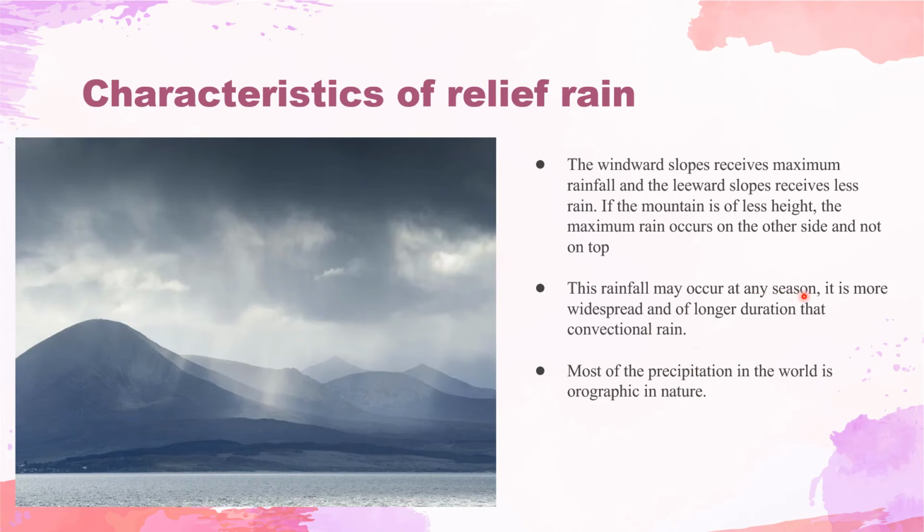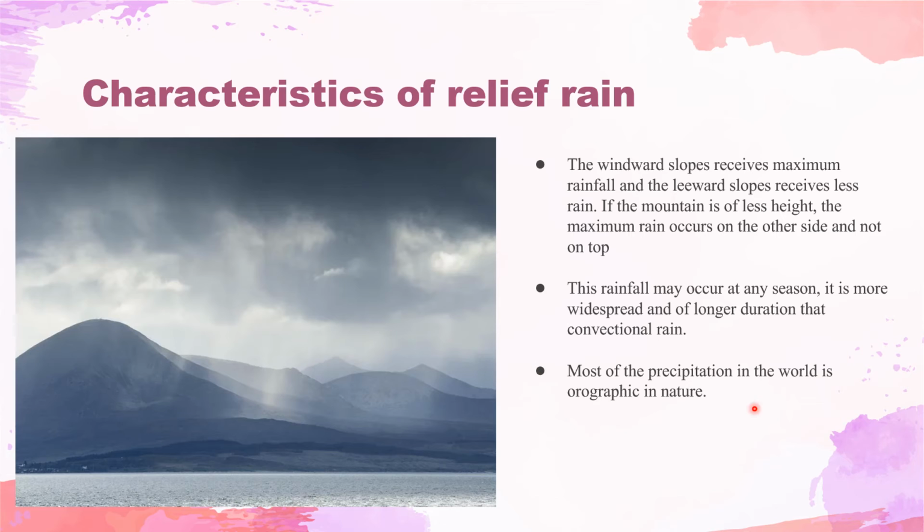The rainfall may occur at any season. It is more widespread and of longer duration than convectional rain. Most of the precipitation in the world is orographic in nature. Most of the rainfall which occurs is because of this type of orographic rain, because of the mountains acting as barriers. Those areas where there are too many mountains will get more rainfall, in which region? In the windward side of that.